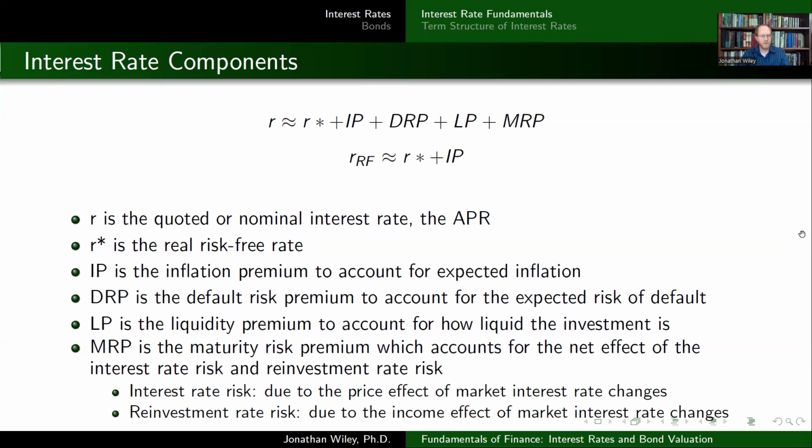For the nominal risk-free rate, we take the real risk-free rate plus the inflation premium. The real risk-free rate is focusing more on the purchasing power side of things, but we factor in inflation because we know there's going to be inflation. So we factor that in, we get the nominal risk-free rate, and that's the RRF. So R star, the real risk-free rate, plus the inflation premium is the nominal risk-free rate. Oftentimes, we will use a treasury bill as an approximation for what that nominal risk-free rate is.